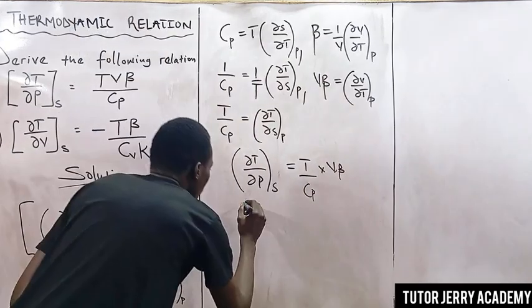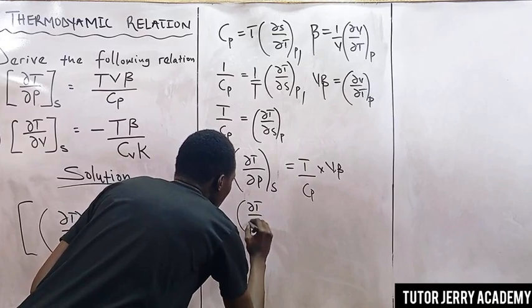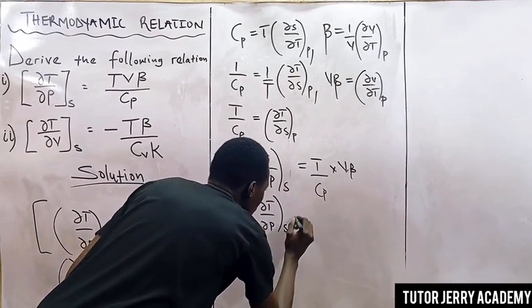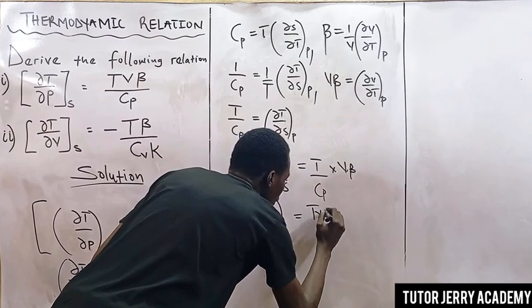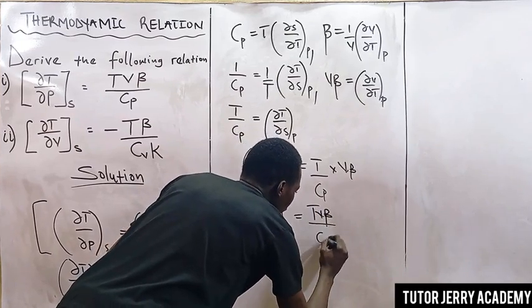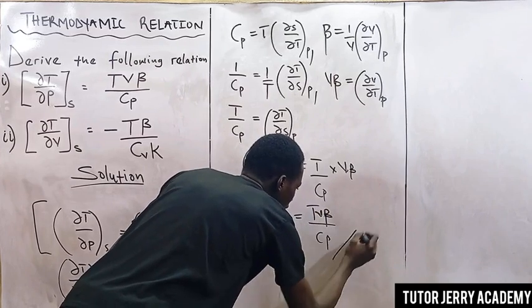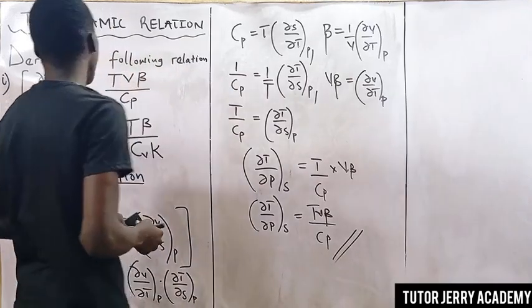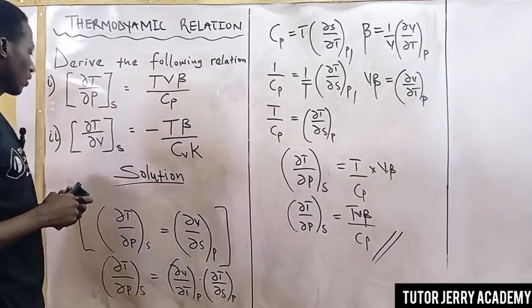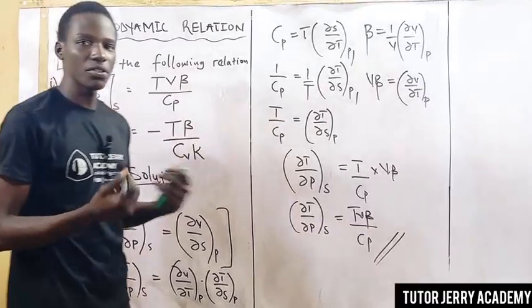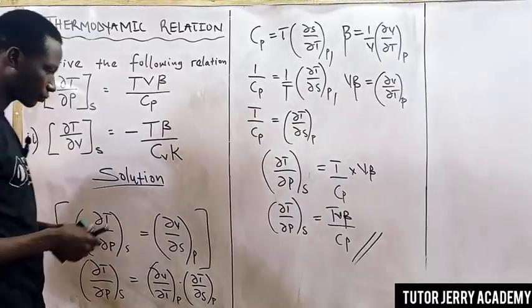If you multiply them, it's nothing but the partial derivative of T over the partial derivative of P keeping S constant will become T V beta over Cp. And this is what we have. So we have just gotten our first relation. Yes. So now let's proceed to derive the second relation.